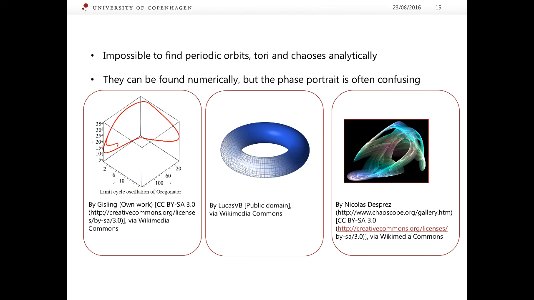In the figure to the left, we see a sample limit cycle revealed by numerical simulation in a special dynamical system called Oregonator. In the middle picture, we can see a sample torus, an invariant torus, which lives in a three-dimensional space, and the torus is two-dimensional itself. And the figure to the right shows some sample chaotic attractor.